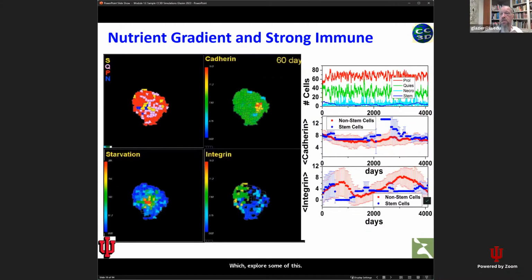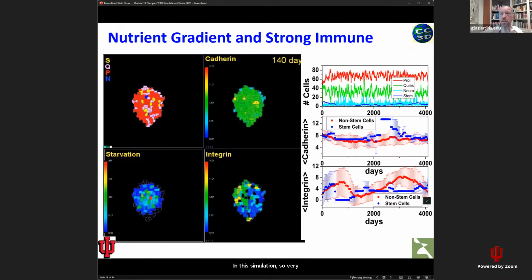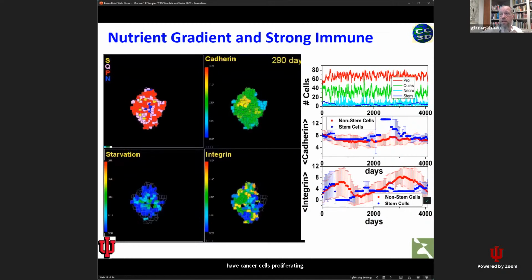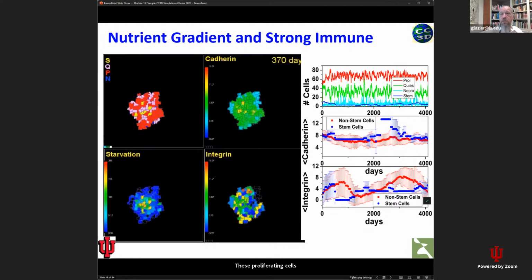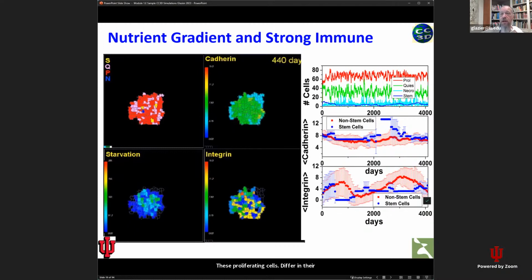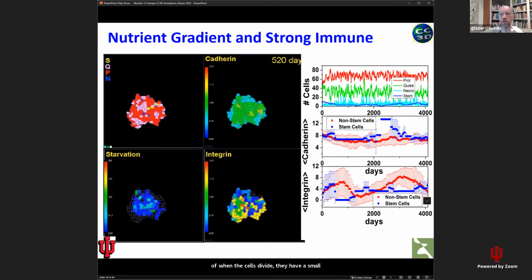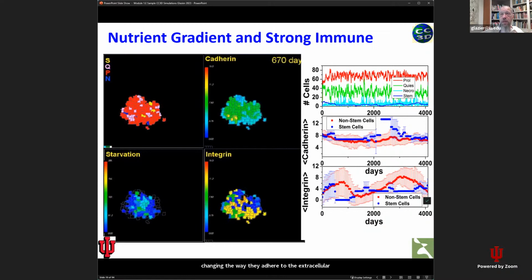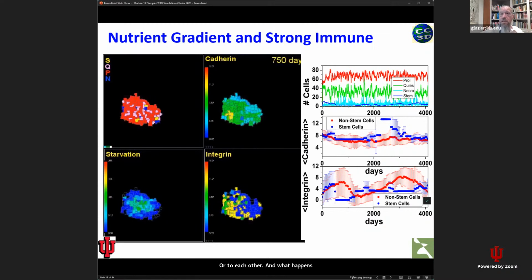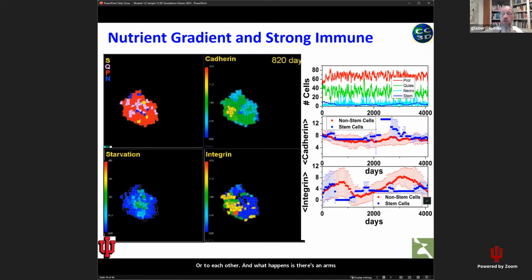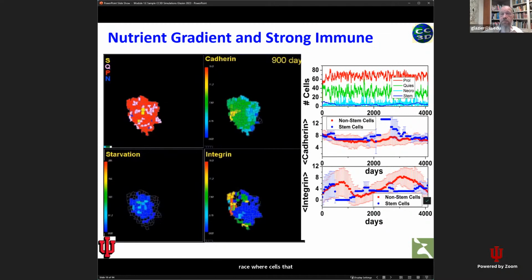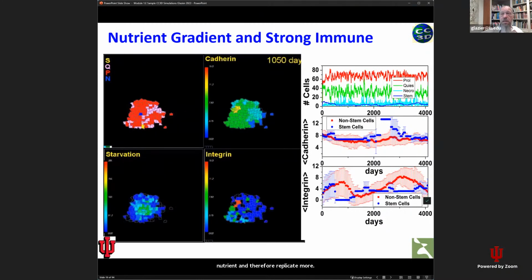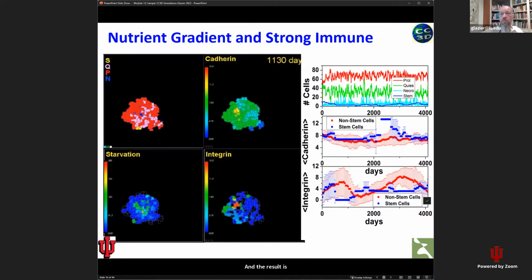In this simulation, it's a very simplified simulation. You have cancer cells proliferating. These proliferating cells differ in their availability of nutrient. When the cells divide, they have a small chance of changing the way they adhere to the extracellular environment or to each other. And what happens is there's an arms race where cells that adhere less to each other and more to the environment go to the surface and have more nutrient and therefore replicate more. And the result is that those cells can reproduce more.